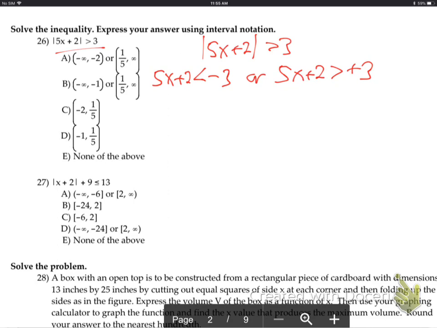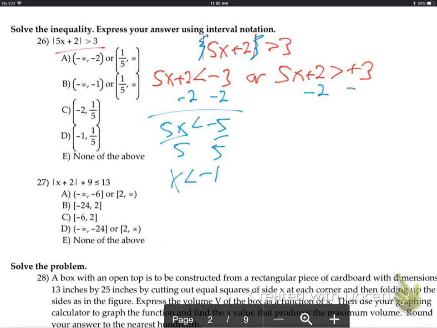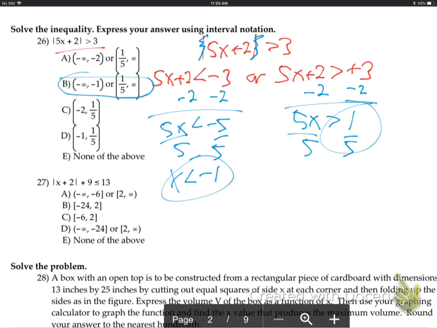Do you see how we do that for greater? That's the removal stage. Notice I have yanked off those absolute values. It's the meaning of what those absolute values were saying. That's the truth of what they're saying. Now we can solve. Subtract 2. 5x is less than negative 5, divided by 5. X is less than negative 1. Subtract 2. 5x is greater than 1, divided by 5. So x is less than negative 1 or greater than 1/5.